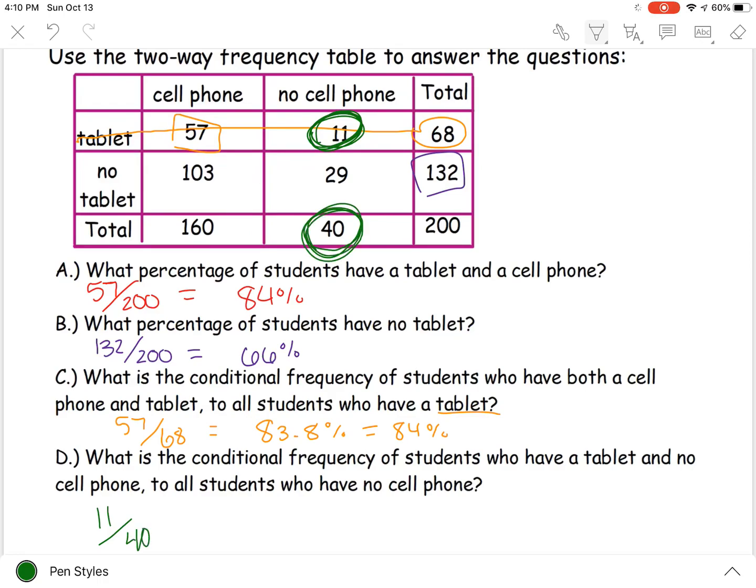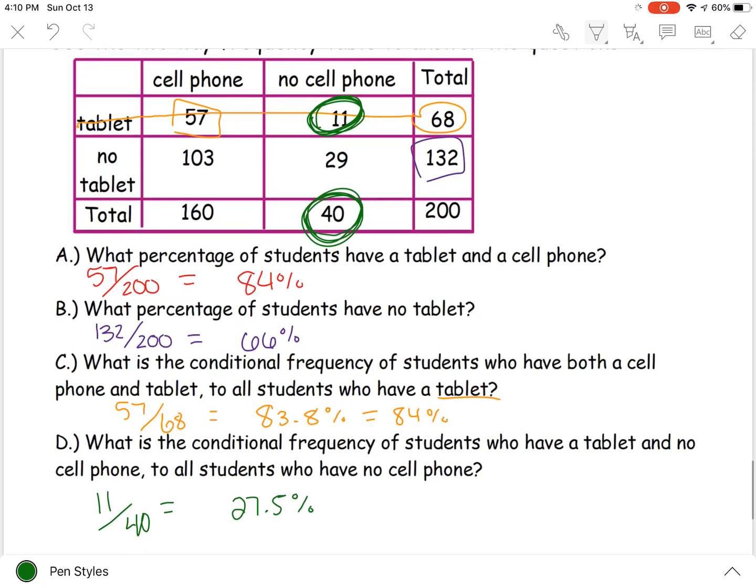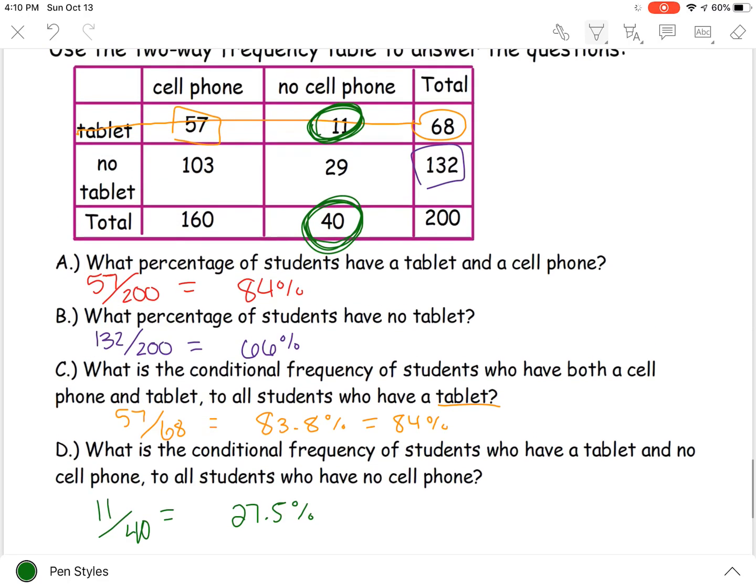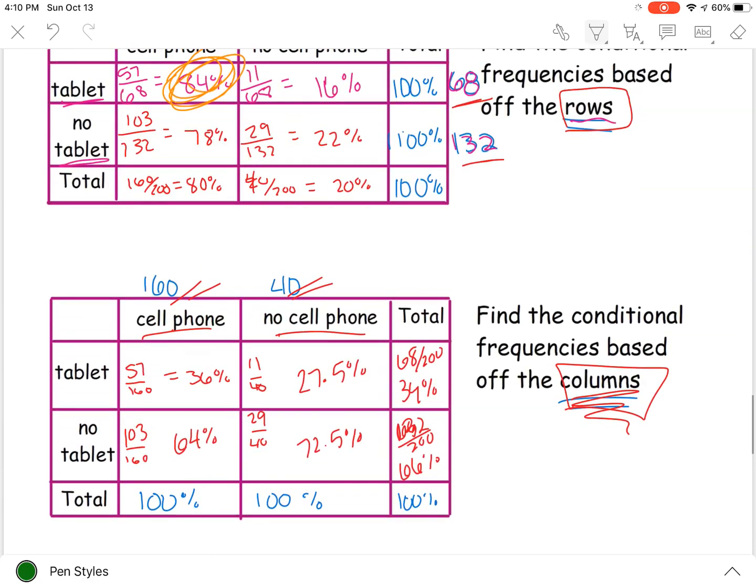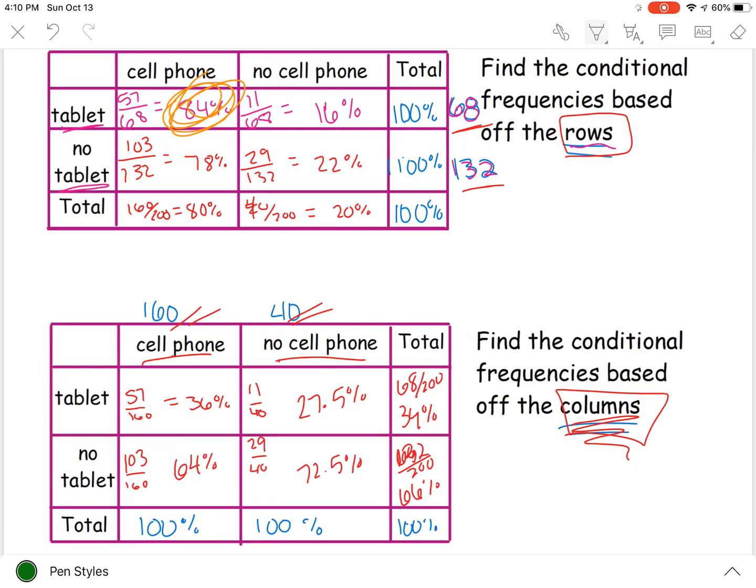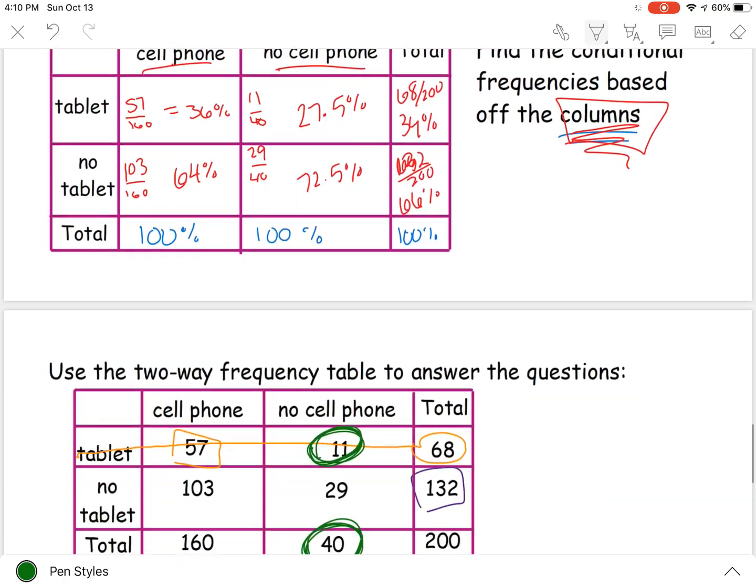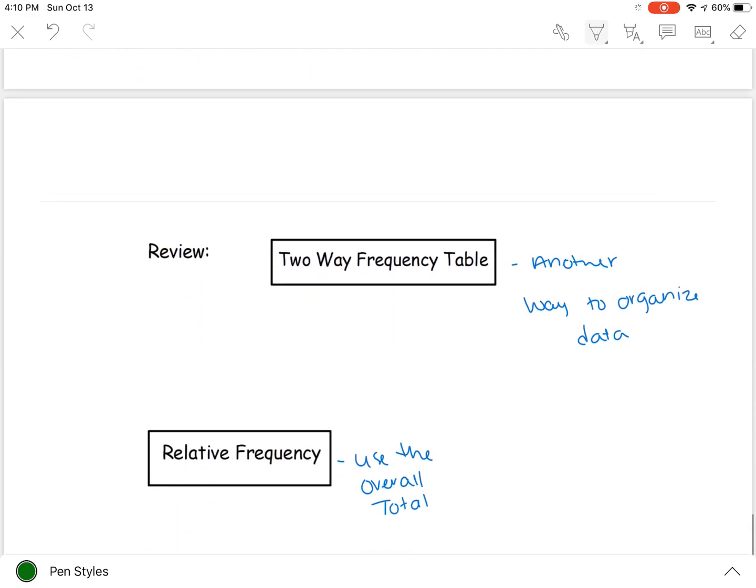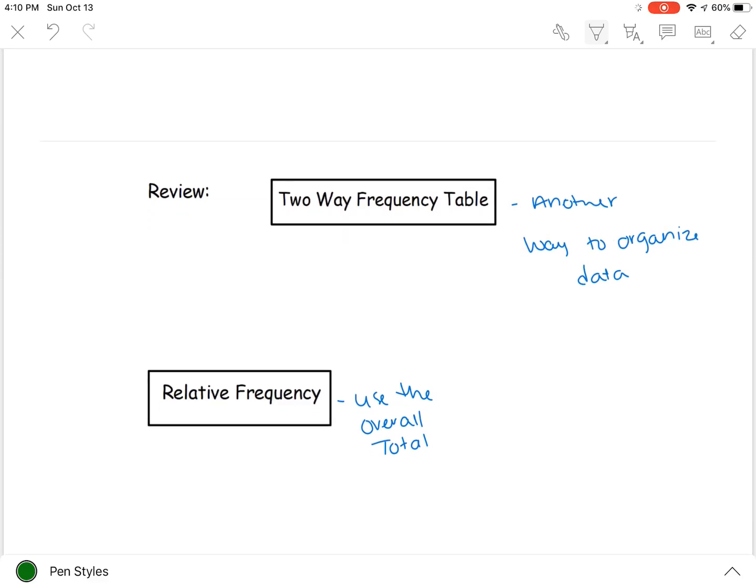So that is one of our conditional column frequencies. 11 divided by 40 is 27.5% of students who have a tablet and no cell phone to all students who have no cell phone. So these are our two-way frequency tables. Again, we divide to find those total frequencies, right, all those percents. And then again, this last slide, we were just using our tables we had filled out to answer specific questions about this data. So two-way frequency table, it's just another way to organize data.